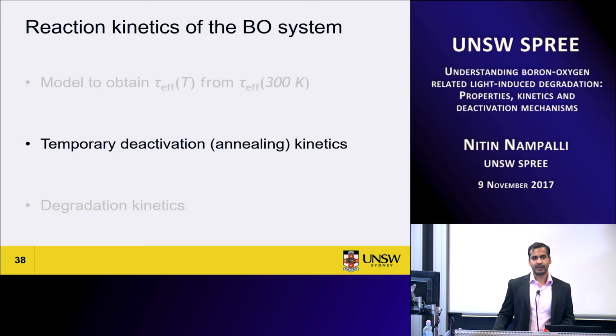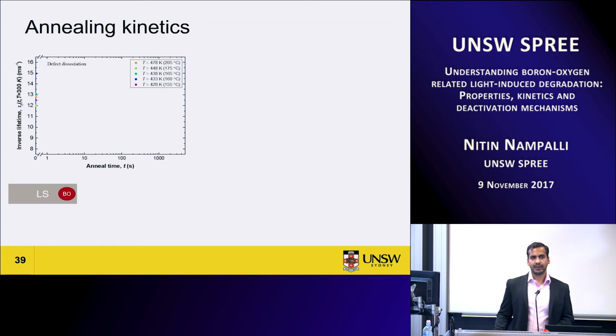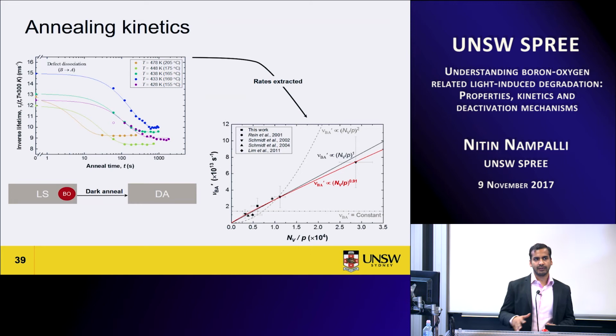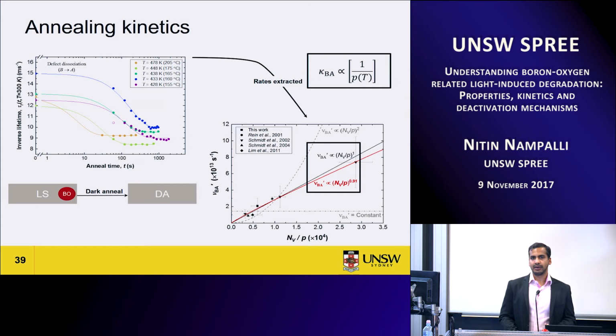So let's start with the annealing kinetics. If we start off with a wafer that has the boron-oxygen defect completely active, so it's light-soaked, and then we dark anneal the wafer and track the effective lifetime as a function of time, we can get these exponential decay rates. And if you plot them as a function of the total hole concentration, then what you find is the annealing reaction rate is inversely proportional to the total hole concentration.